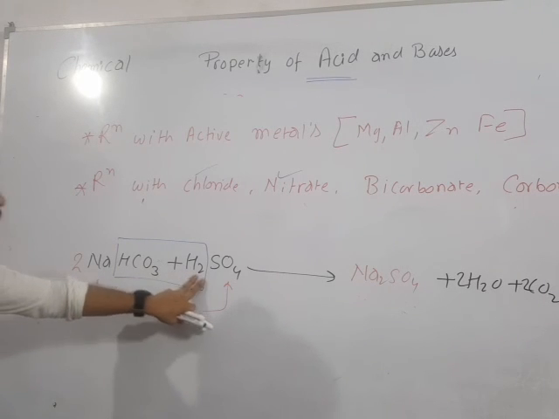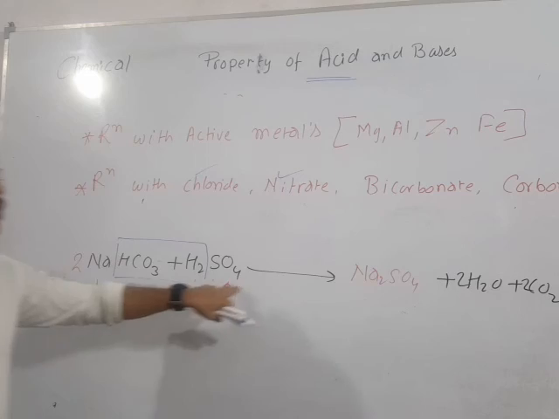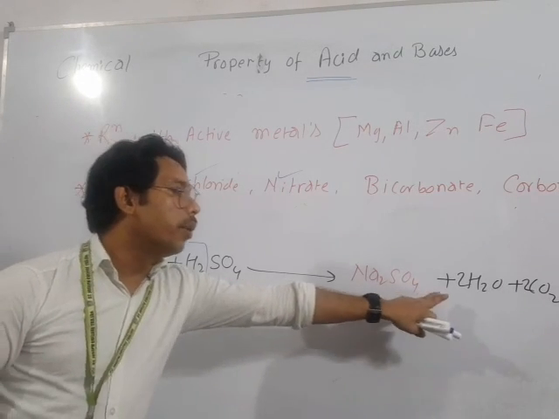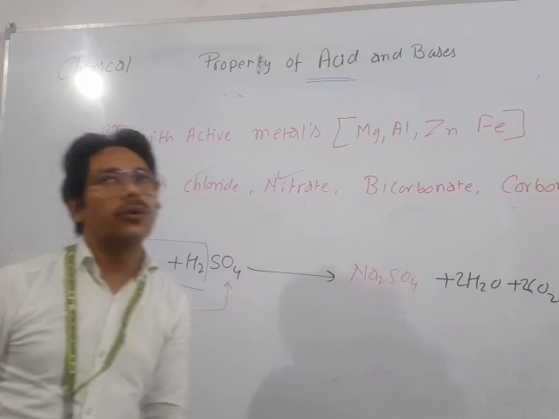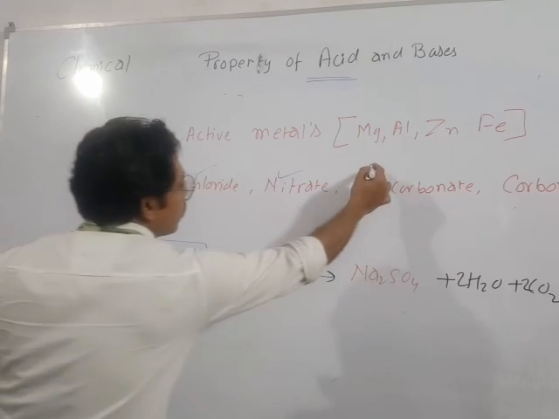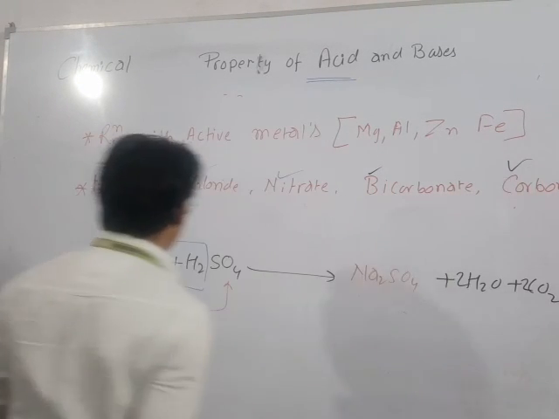So that is very easy for you. Bicarbonate that reacts with H2SO4 gives a salt like sodium sulfate, and it breaks down into H2O and CO2. Okay, clear? Yes or no? Now next example. Now carbonate. This one is done. Now carbonate. Look here.